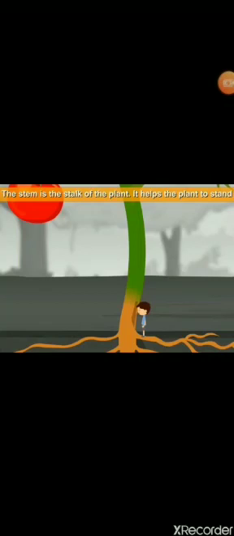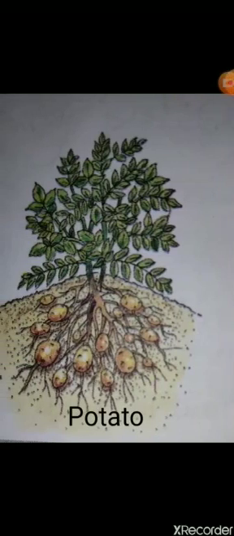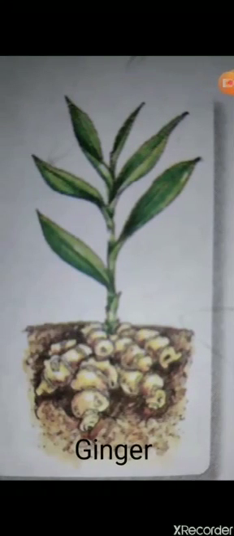Function of stem. Stem holds the plant up above the ground. It means stem helps most plants to stand straight. Stems are the delivery system of a plant. It means it carries water and nutrients from root to leaves, flowers and fruits. It also carries food made by the leaves to all parts of the plant. Most of us think the potato and ginger are roots. No, they are not roots. They are underground stems and we eat them as food.